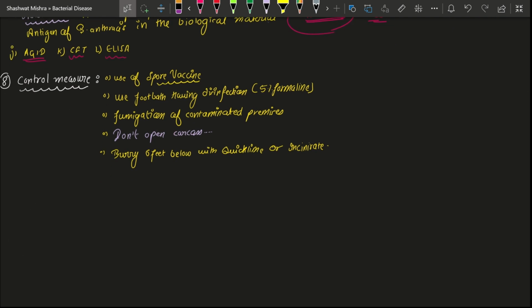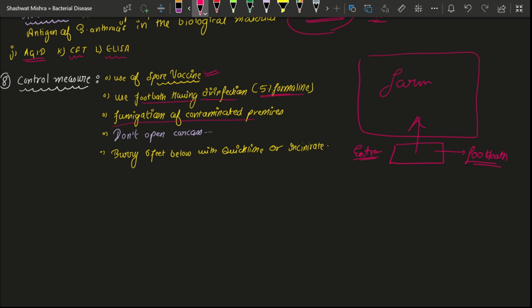Now talking about the control measures. There is a vaccine known as the spore vaccine. As a preventive measure, if this is your farm, you should always have a foot bath at the entrance point, such that there is no further contamination or bacteria entering your farm. The foot bath in your farm should contain 5% formalin.